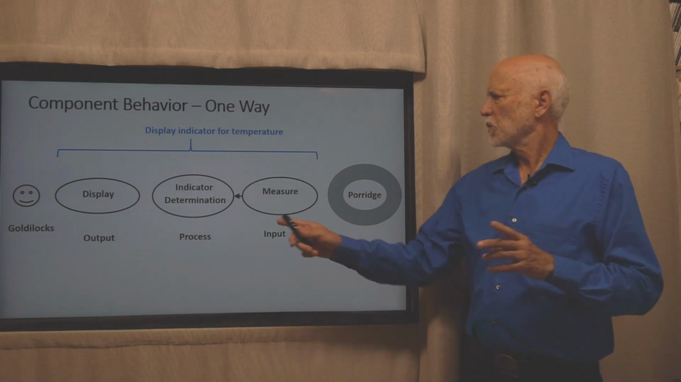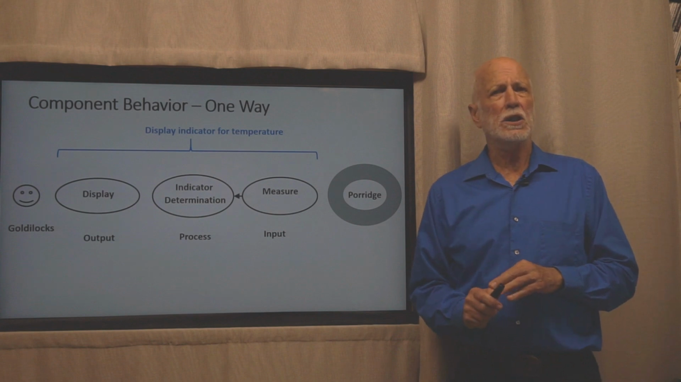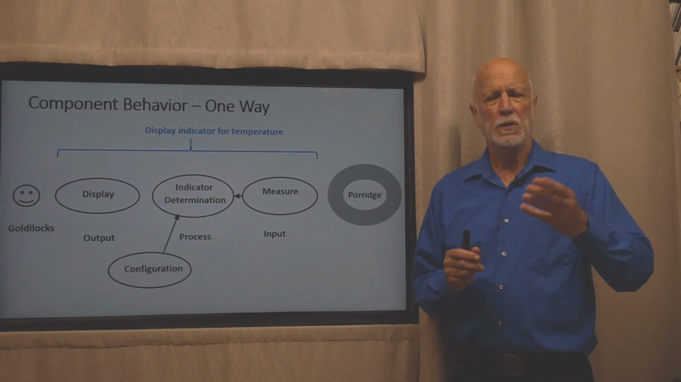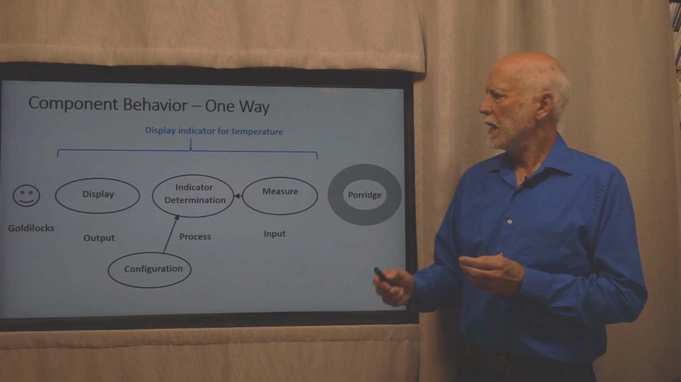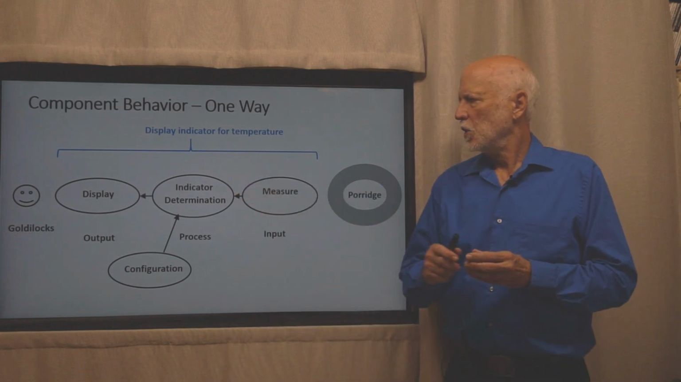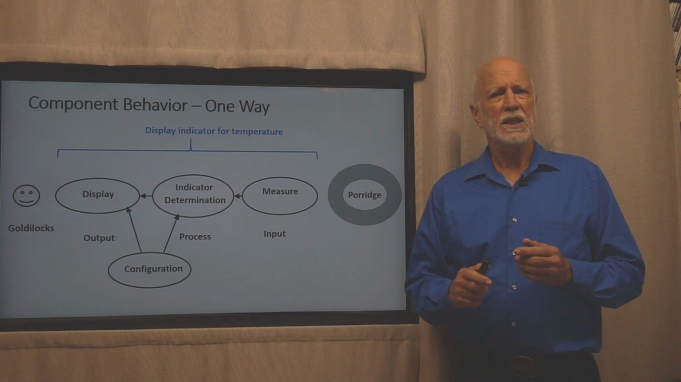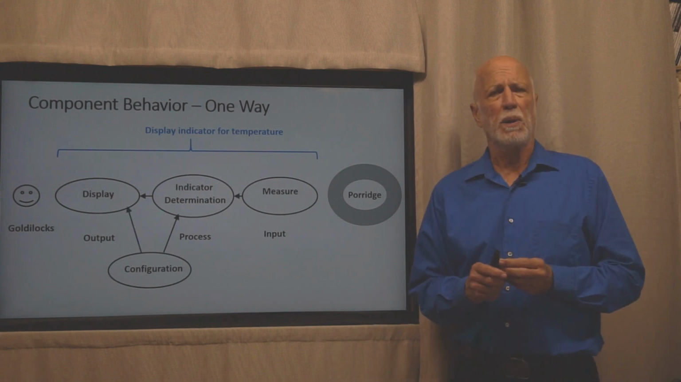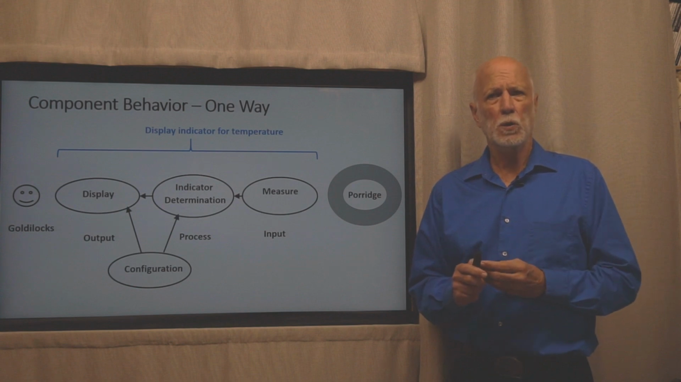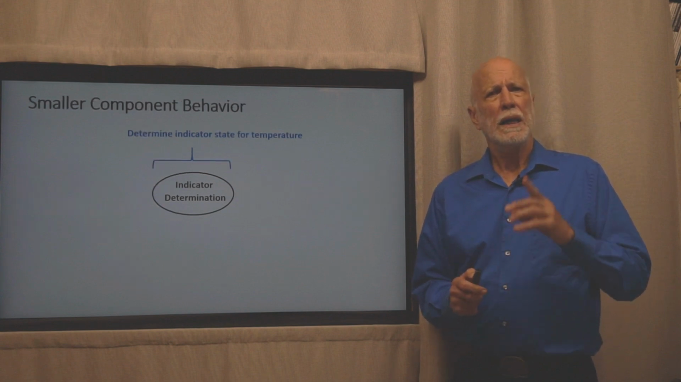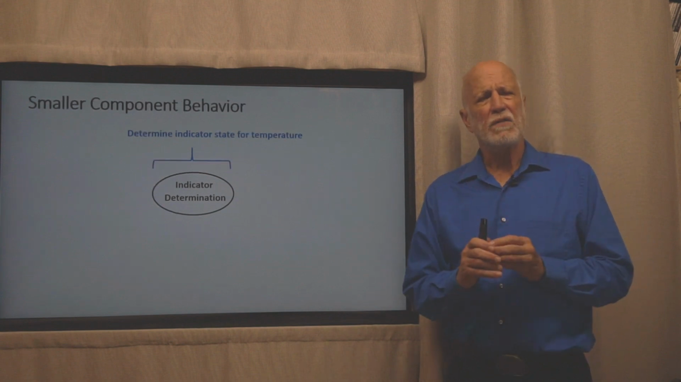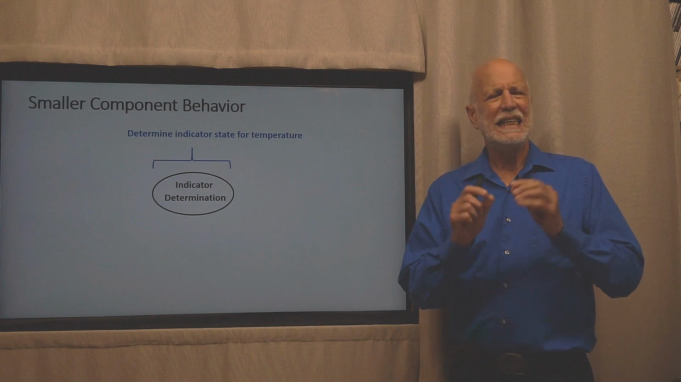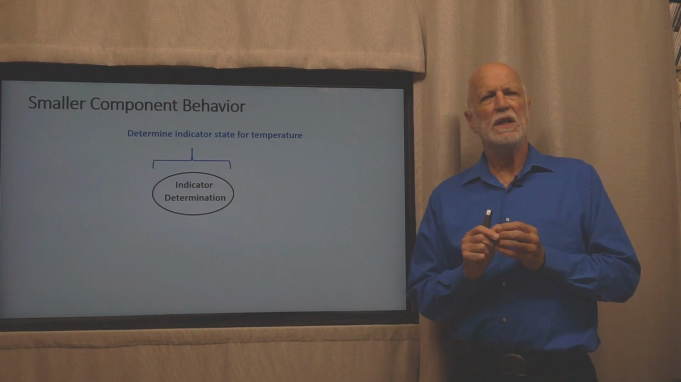The measure is going to pass the temperature to the indicator determinator, and it's going to read a configuration file for those hot and cold limits, and then pass the state to the display. And then the display is going to read the configuration file to determine what colors to display, and then display them to Goldilocks.